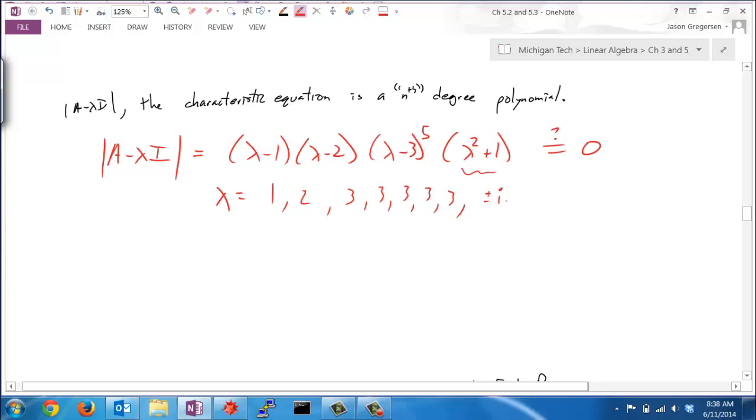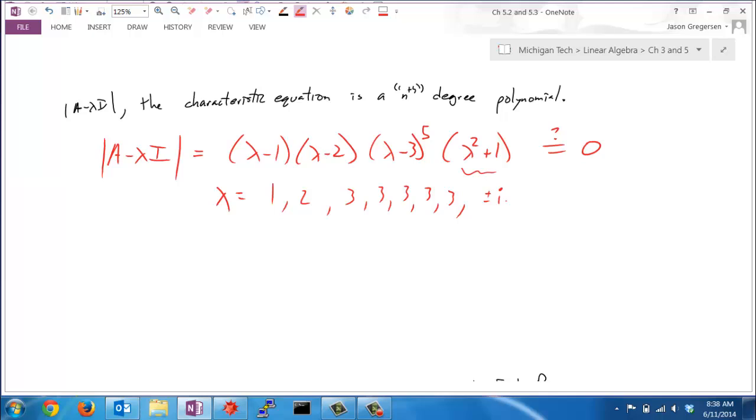All right, so we have a very special theorem in algebra. The fundamental theorem of algebra says that if we have an nth degree polynomial, there are n roots to that thing. Not necessarily n real roots, but there are n roots. They can be real roots, they can be complex roots, but there are n of them.